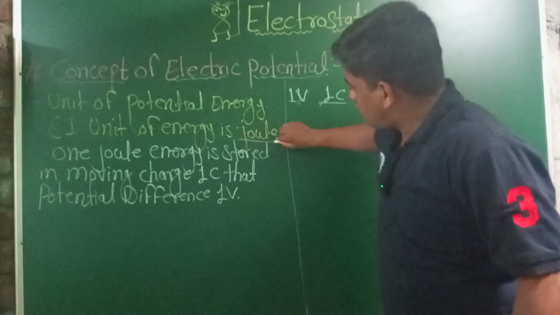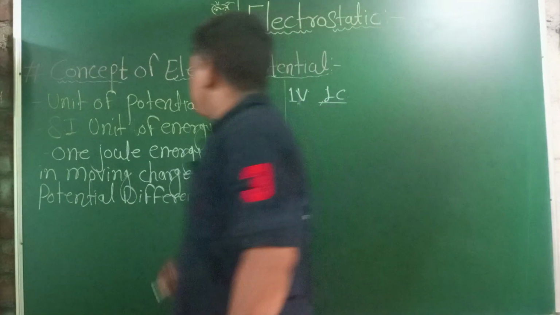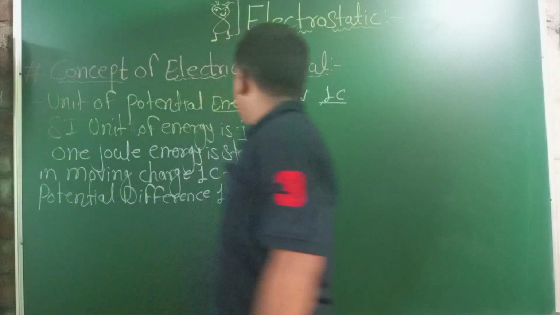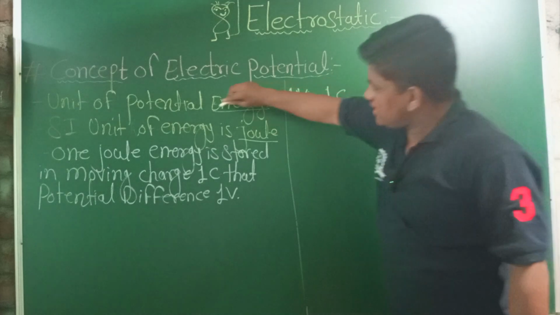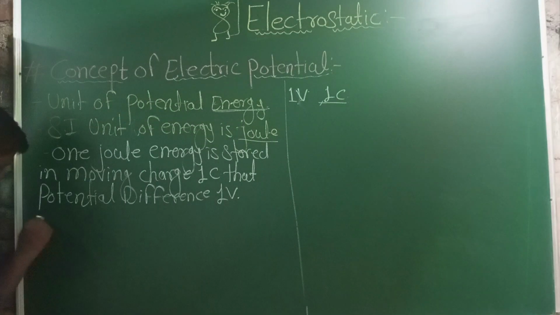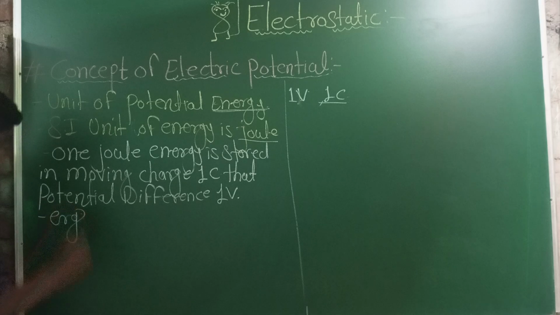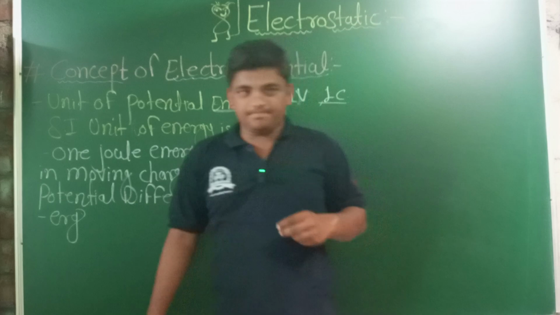Joule is not the unit of charge, joule is the SI unit of energy. The CGS unit of energy is erg. This is not an arg, this is the CGS unit of energy.